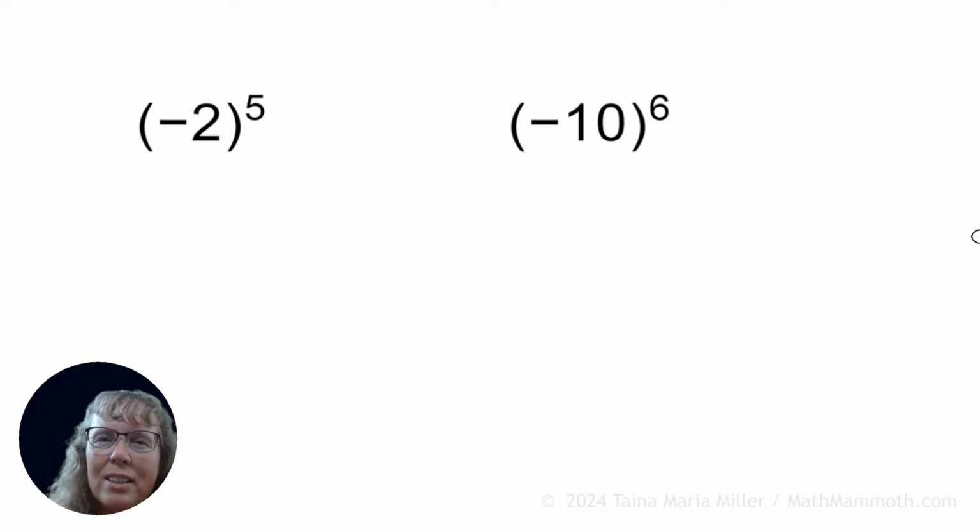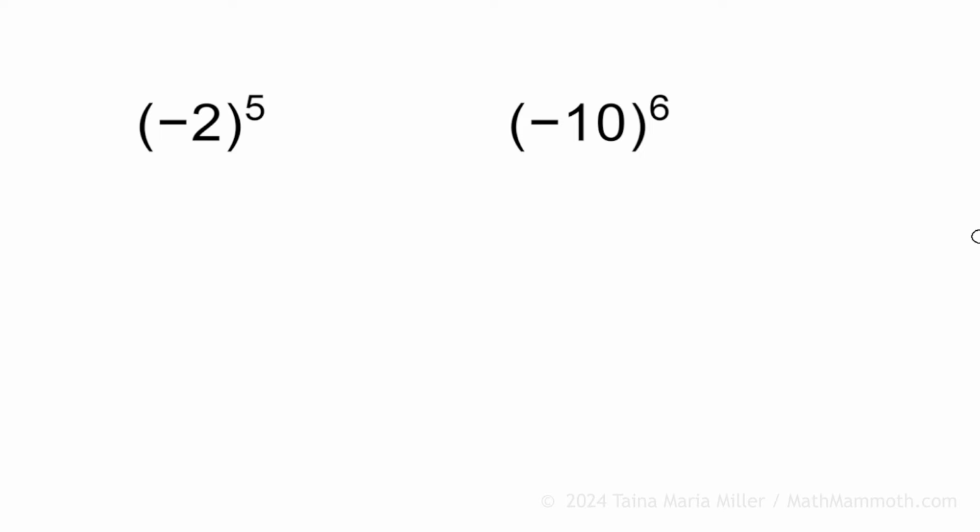Let's practice a little with these. Negative 2 to the 5th. Okay, you might remember 2 to the 5th will be 32. But will the answer to this be 32 or negative 32? We have negative 2 to the 5th power, and 5 is an odd number, okay? So the answer will be negative.